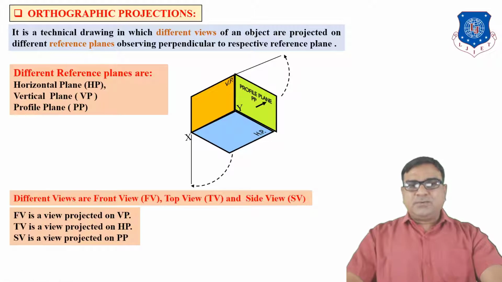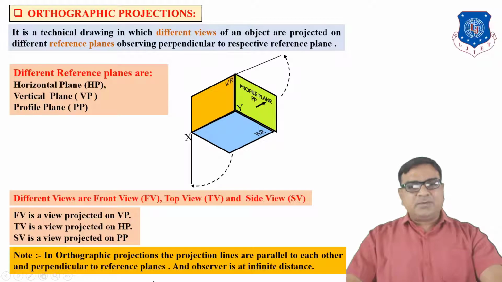Now the views which we obtain on the different reference planes are the front view, top view and side view. The front view is always projected on the vertical plane when we look from the front. When we look from the top, the projection of the object on HP is known as the top view, meaning the top view is projected on the horizontal plane. The left-hand side view or right-hand side view is projected on the profile plane. So the side view is always projected on PP.